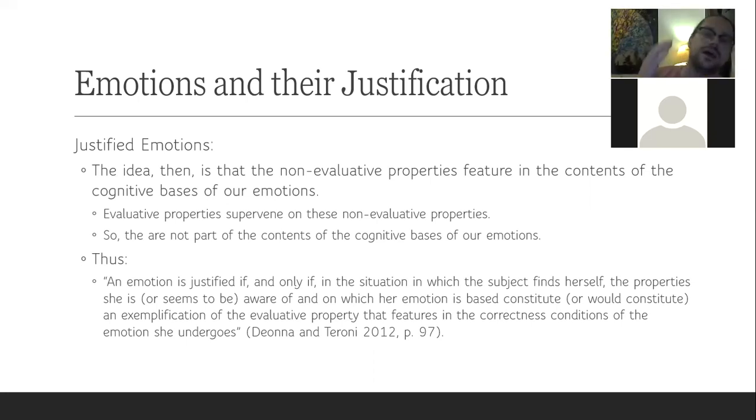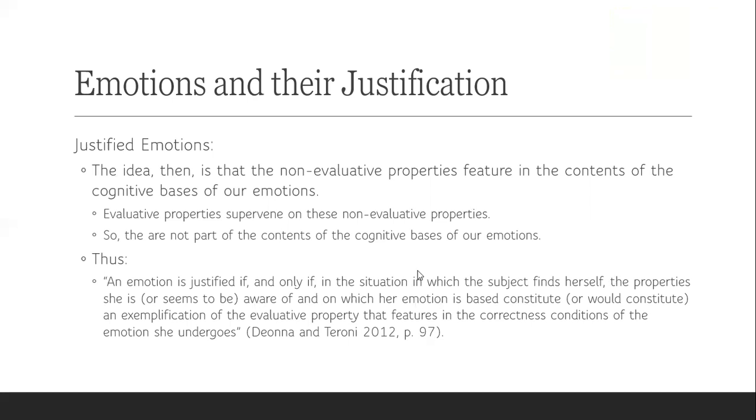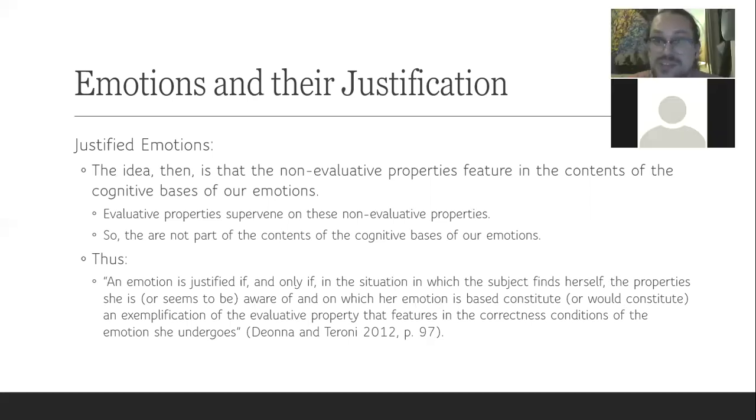I have my fear of the snarling dog, which is correct if the dog bears the property of being dangerous. But is my emotion justified? Well, it's justified if I'm aware of the properties, like the dog has sharp teeth, that it's snarling, which are the non-evaluative properties that the evaluative property of danger, which features in the correctness conditions of my emotion. I've gone and mixed myself up again.